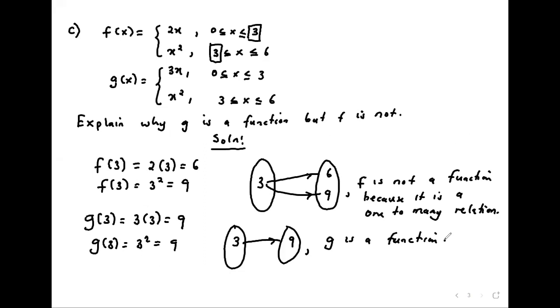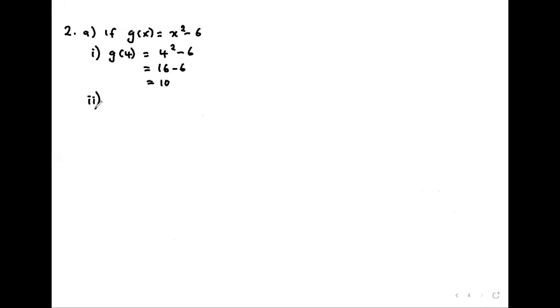Okay. So let's go to question 2 and see what's there. Question 2A, if G of X is equal to X squared minus 6, find G of 4. G of 4 will be 4 squared minus 6, which is 16 minus 6, which is 10. You just substitute where there is X in G, you take 4.